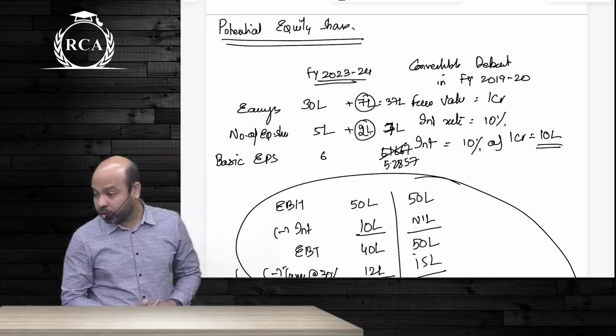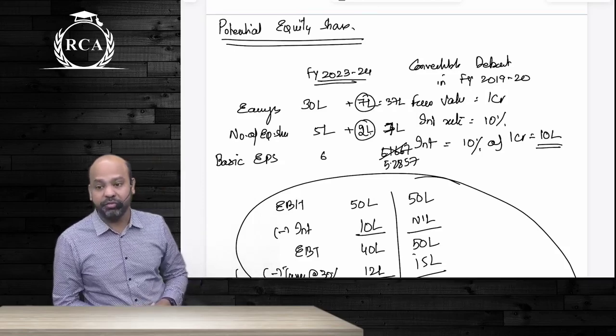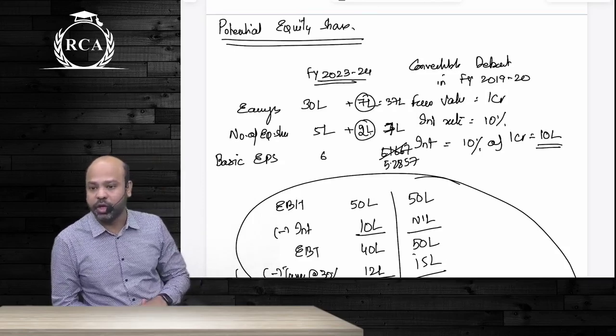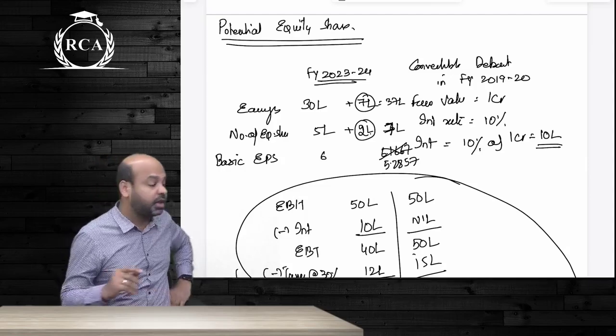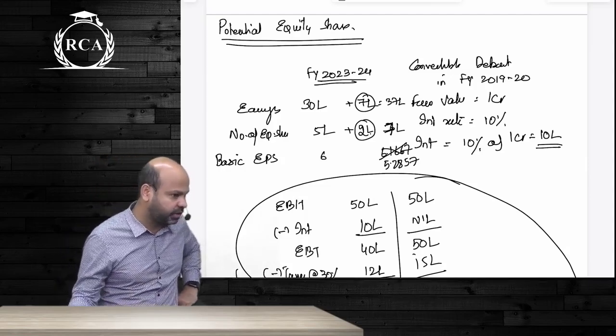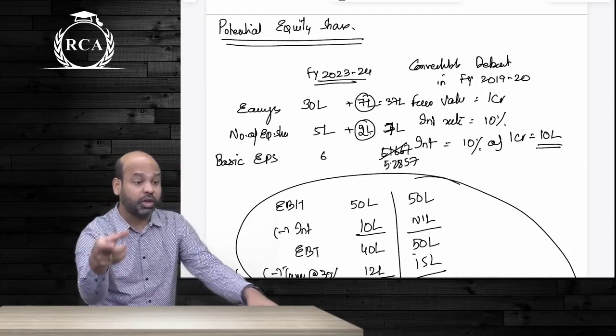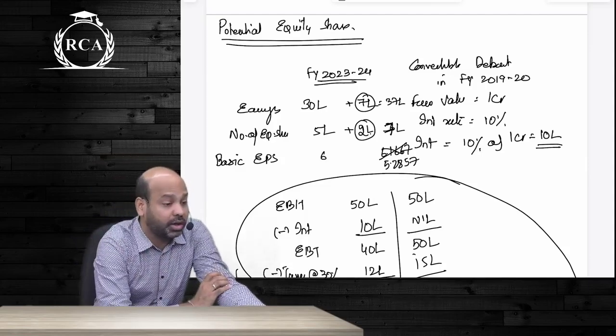Now, these potential equity shares, you will have to first decide, guys, whether they are dilutive or anti-dilutive. To check whether they are dilutive or anti-dilutive, guys, you will have to see what will be the impact of that, beta, on your EPS.